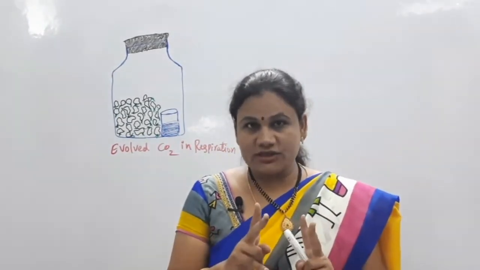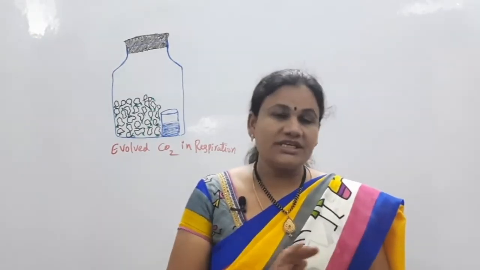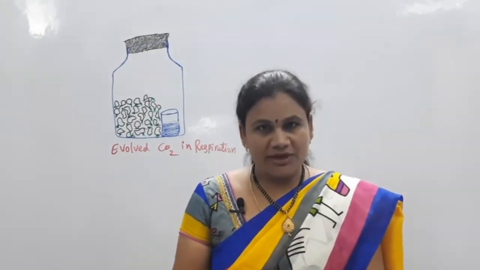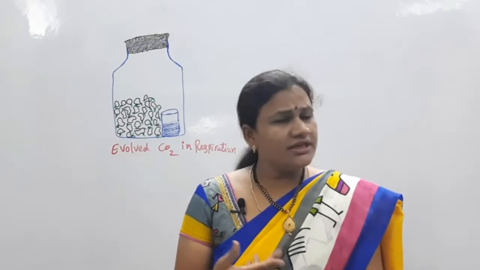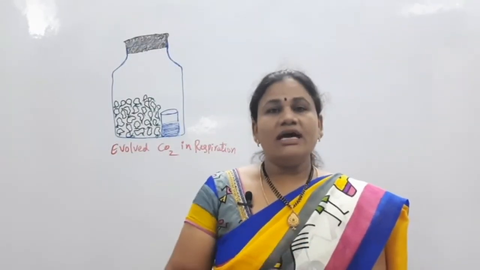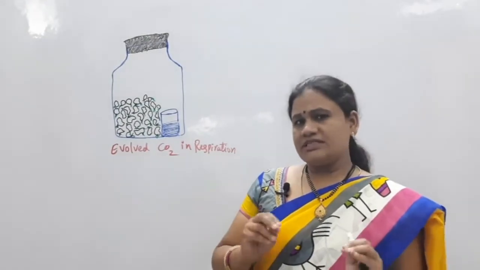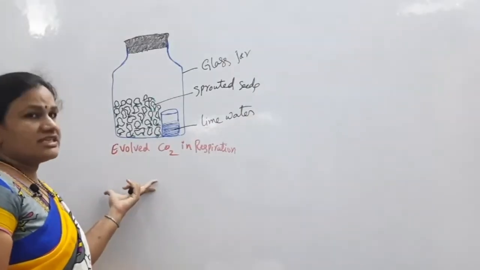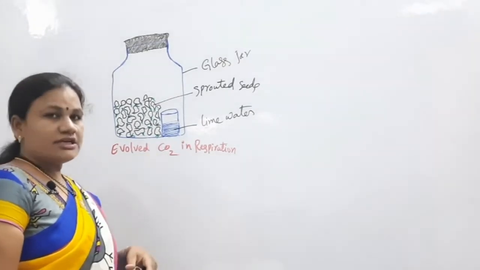We made two identical sets, no? In the other setup with the unsprouted seeds, there is no change in the lime water because unsprouted seeds cannot perform respiration. So there is no respiration, there is no CO2, there is no turning of lime water milky white. So it's a very simple activity. What are these sprouted seeds? And what is this lime water? Okay, very simple setup. By this simple experiment, we can say that CO2 is evolved during the respiration process.